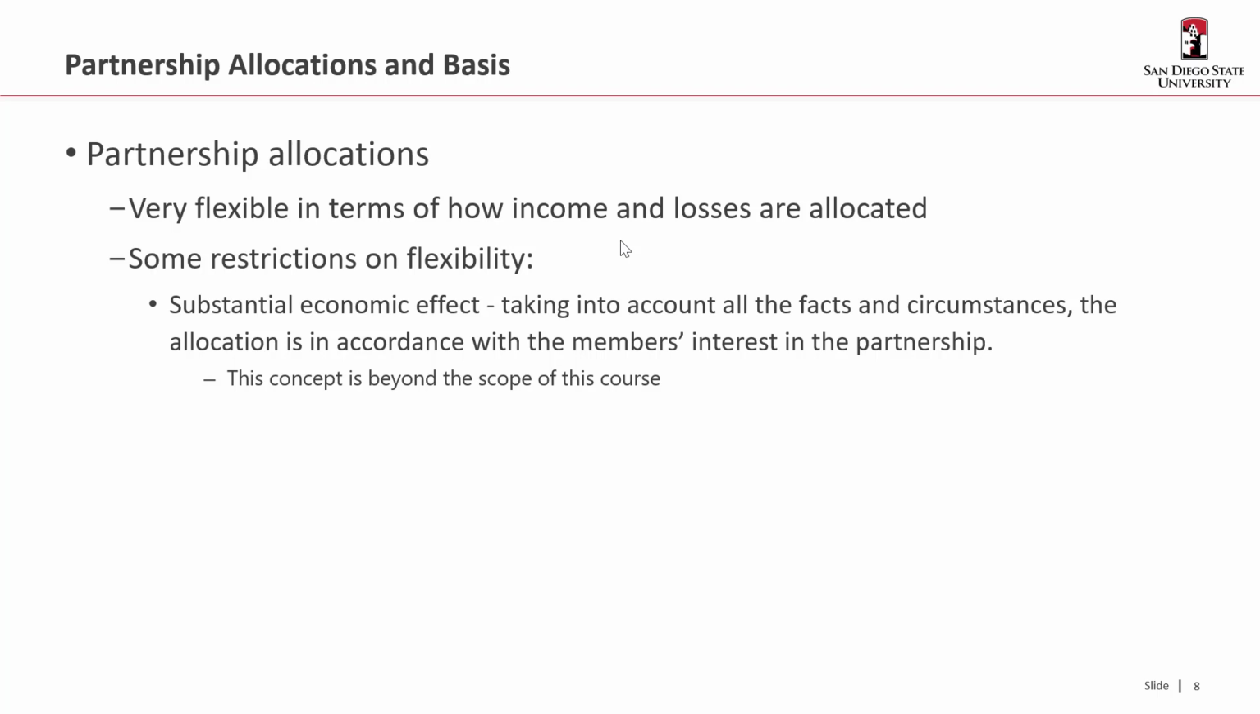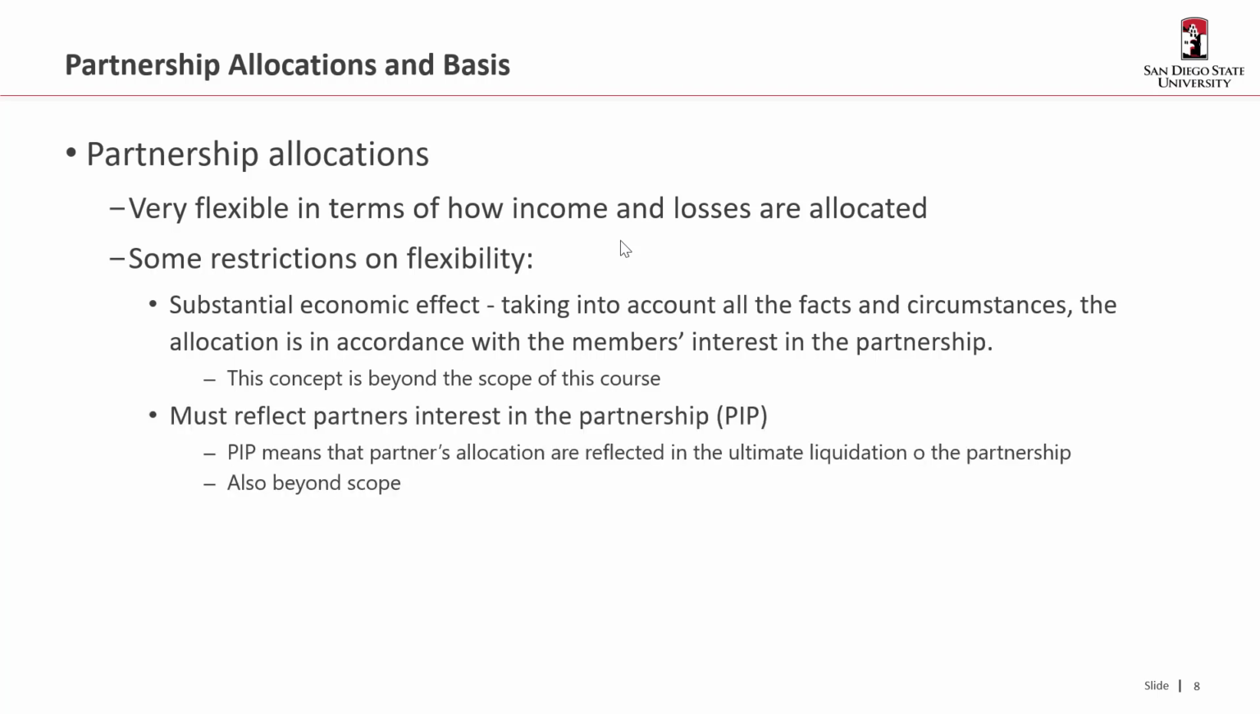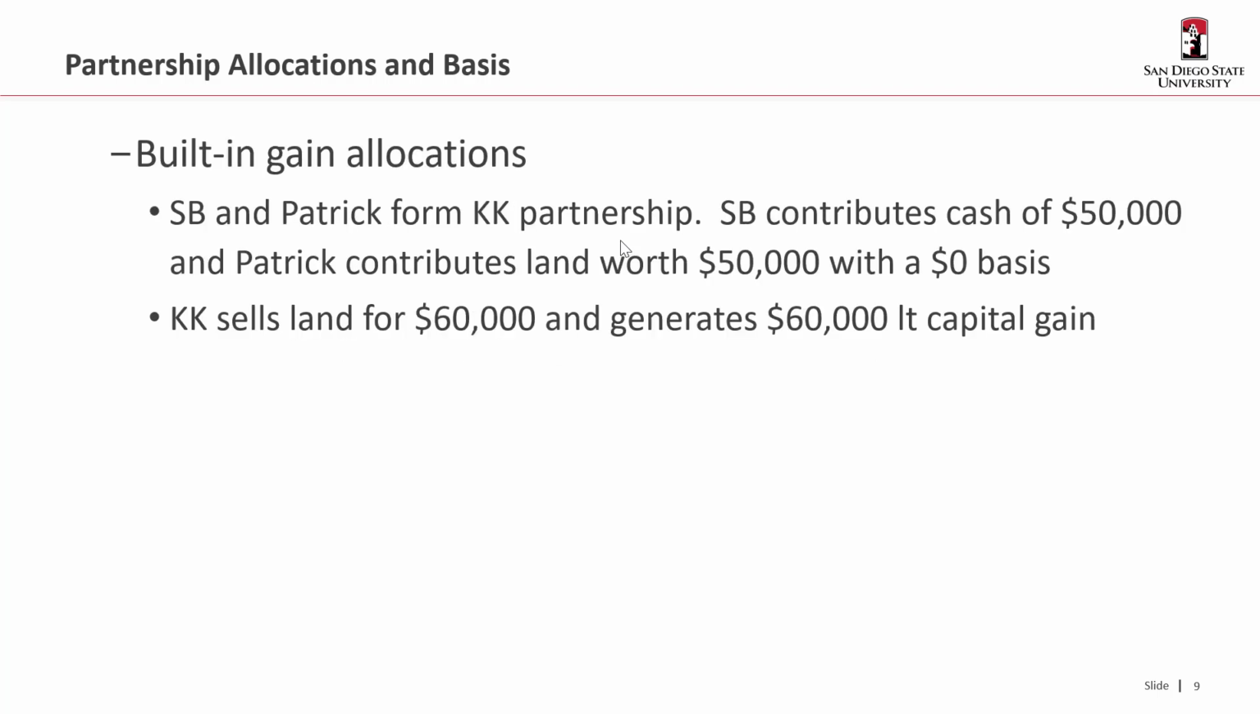Probably all you need to know at this point is that allocations have to have substantial economic effect. If for some reason they don't, then at a minimum they must reflect the partner's interest in the partnership. And the partner's interest in the partnership means that the partner's allocation are reflected in the ultimate liquidation of the partnership. So this is also beyond the scope of this course, but understanding that there are these limits, substantial economic effect or partner's interest in the partnership, that's reasonably important.